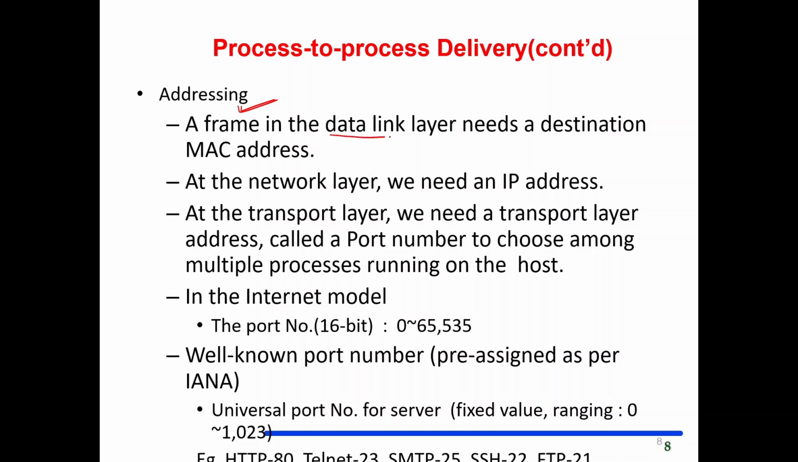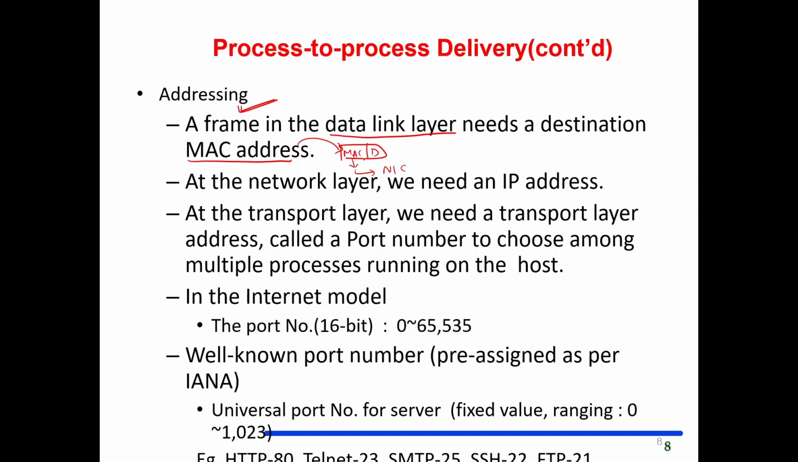For example, in the data link layer, the data packet is added with one address called the MAC address. Where is this MAC address provided? Can anybody tell me? The MAC address is provided in every device. The network interface card of every device will have a unique MAC address, right?